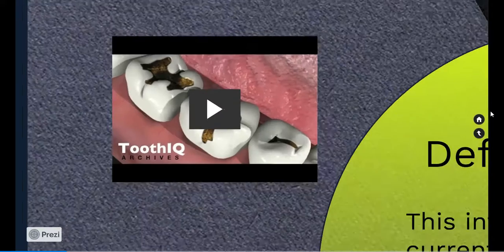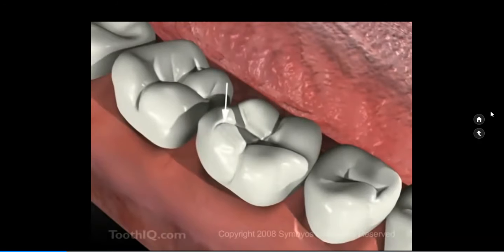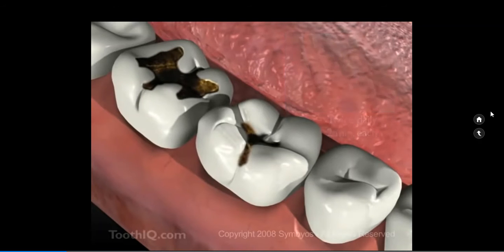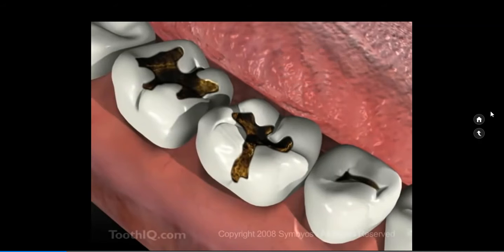The following video explains more. Take a look inside your mouth at the big molar teeth in the back. You see those deep grooves on the tops and sides? That's one of the most common places for tooth decay or dental caries to begin. You can help prevent cavities from developing by brushing after meals and snacks at least twice daily for 2 full minutes. Try to cut back on sugary snacks, soda pop, and sports and energy drinks. Otherwise, what's going on in these teeth could happen to yours.